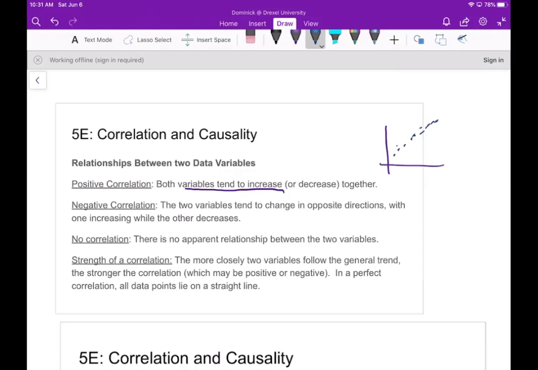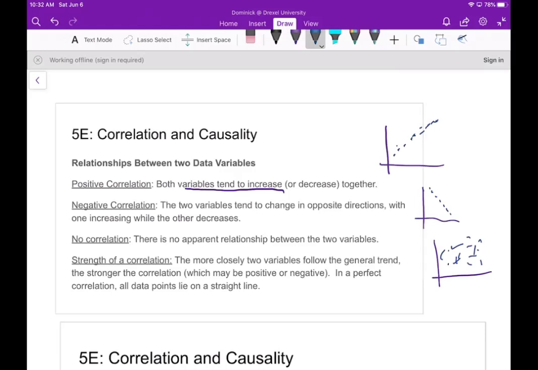Negative correlation is when the two variables change in opposite directions. As one increases, the other one decreases. That would look sort of the opposite: in general, one going down as the other goes up. Now, if there's no correlation, that means you don't have any apparent relationship that's evident. You just have points all over the place, and it would be hard to tell what the correlation would be.